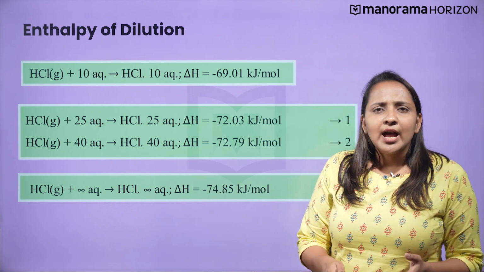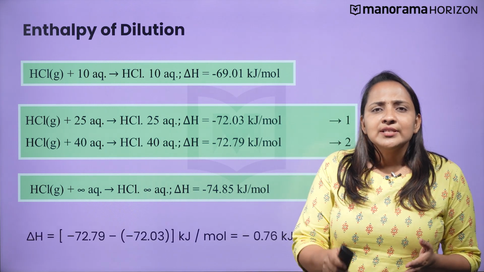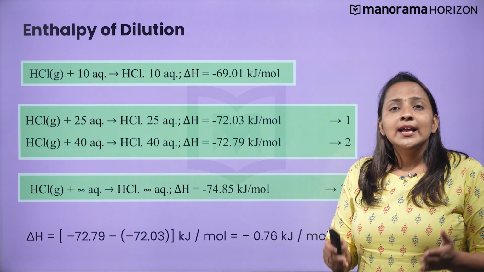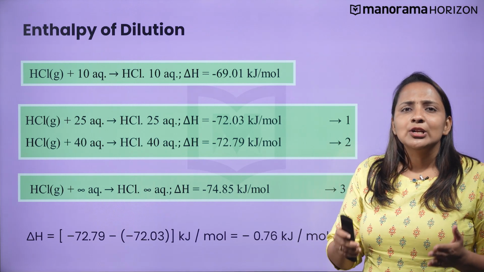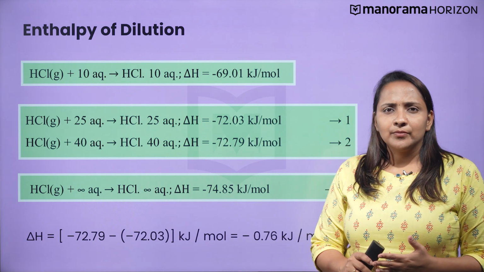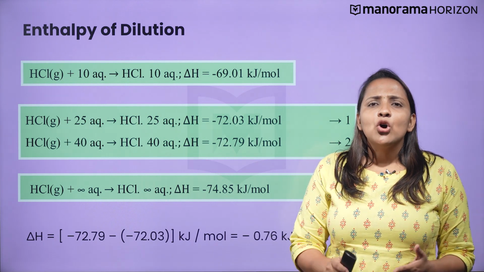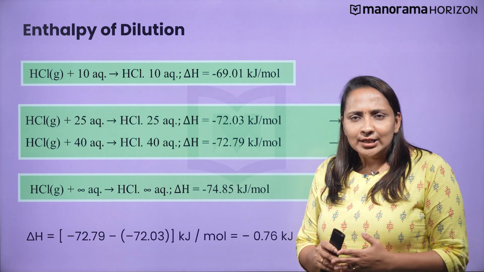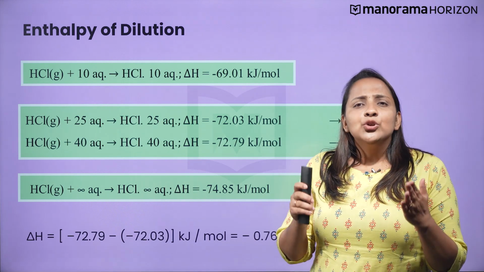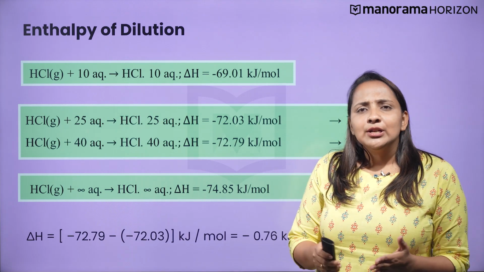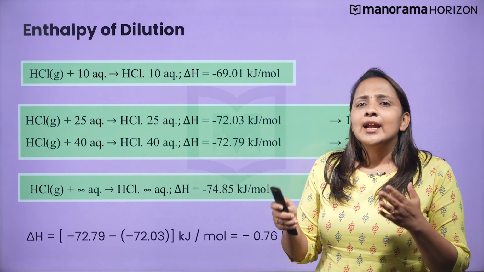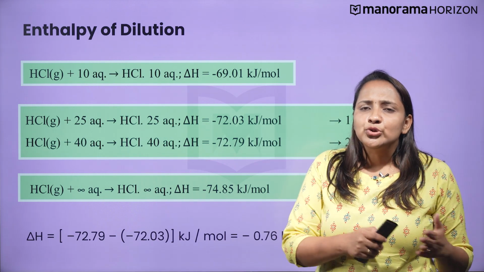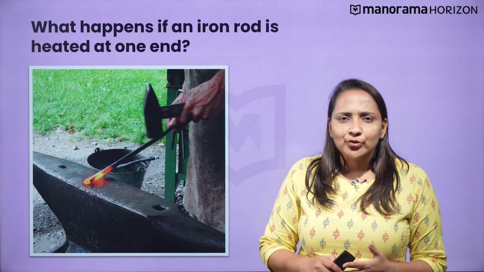Now, if you subtract the first equation from the second equation, you will get delta H equal to minus 0.76 kJ per mole. And this value is called the enthalpy of dilution. Hence, you may say the enthalpy of dilution is the heat withdrawn from the surroundings when an additional solvent is added to the solution. Now, I have a question for you.